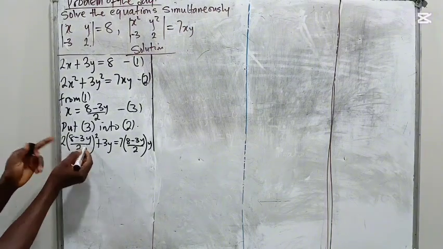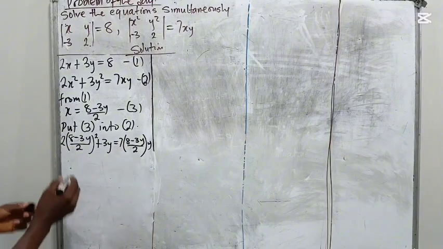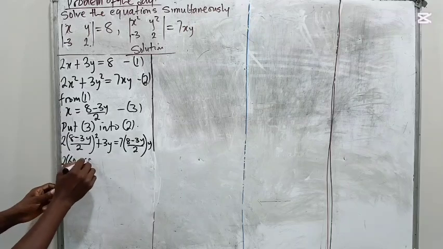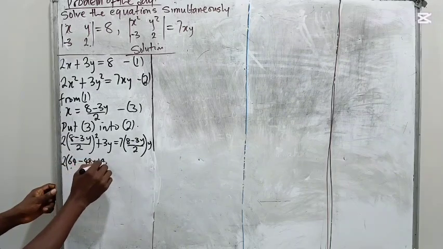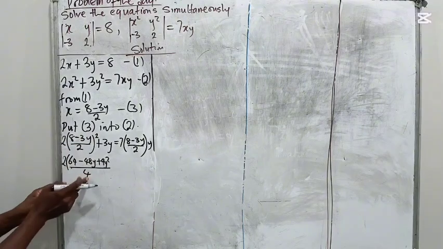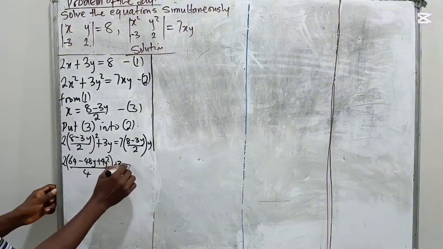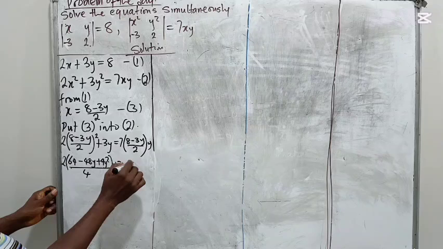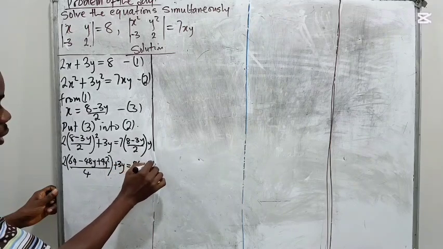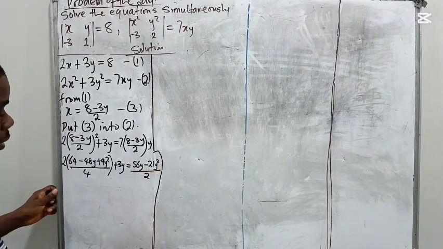So let's focus on this one. This numerator 8 minus 3y can be expanded, and when expanded it will give you something like this. So we have 2 times 64 minus 48y plus 9y squared all over 4, because this square is respecting the denominator. So 2 squared is 4, close bracket. Then we have plus 3y is equal to, we open this side again, this will give us 56y minus 21y squared all over 2. So we are gradually moving to the promised land.